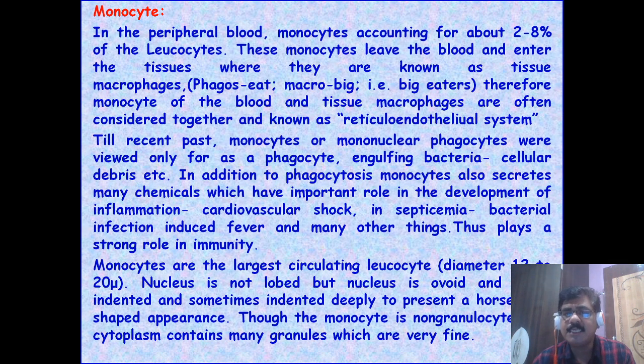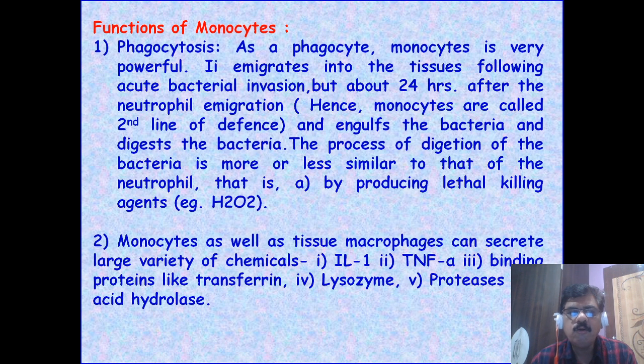Monocytes are the largest circulating leukocytes with a diameter of 12 micron to 20 micron. The nucleus is not lobed, but is ovoid and often indented, sometimes deeply indented to appear as a horseshoe. Though the monocyte is a non-granulocyte, the cytoplasm contains many very fine granules. The monocyte helps in phagocytosis. As a phagocyte, the monocyte is very powerful.